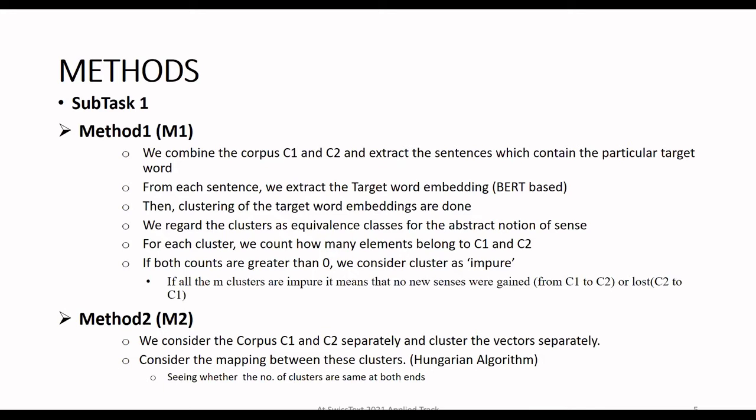And in method M2, we used a very simple approach. We consider the corpus C1 and C2 separately and cluster the vectors separately. Then we consider the mapping between the clusters using the Hungarian algorithm and see whether the number of clusters was the same, like if they were matched at both ends.